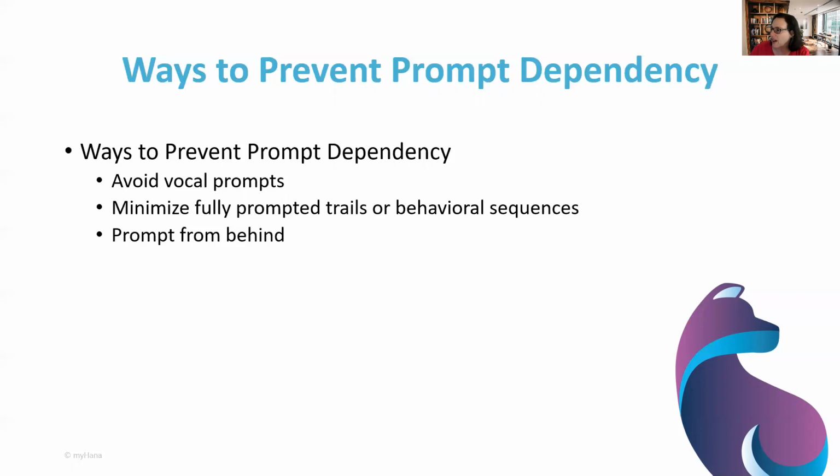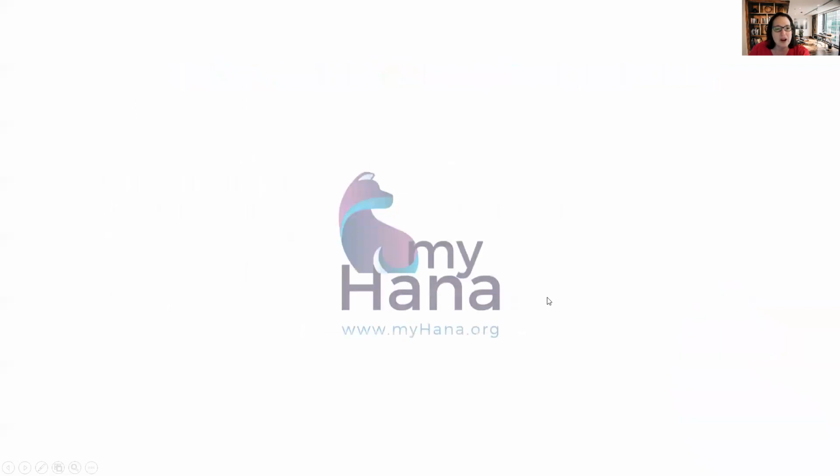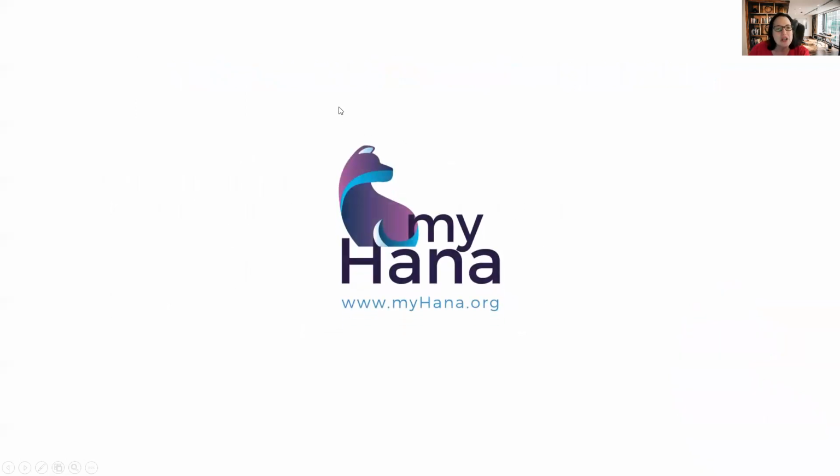Use the most effective yet least intrusive prompts. Less intrusive prompts are easier to fade because the learner more closely approximates what would happen independently in the environment. That helps with built-in generalization, and of course gets you closer to independence faster. Like I said, we've gone over making sure your curriculum is appropriate and using the most effective, least intrusive prompt.